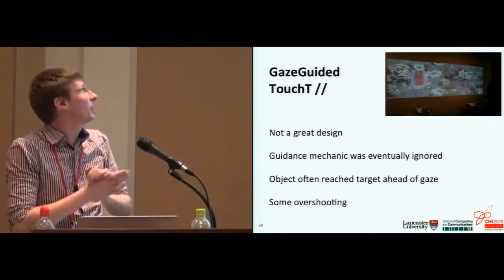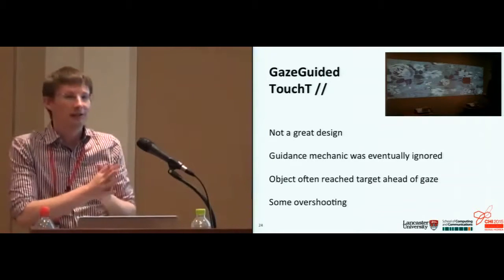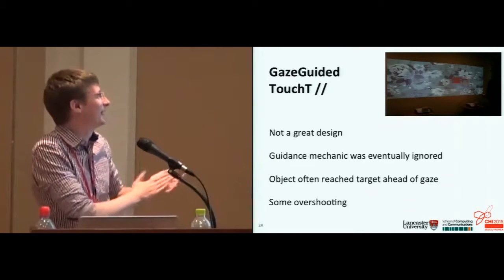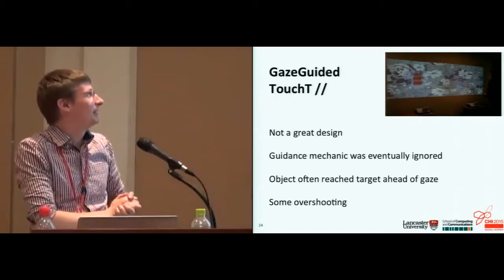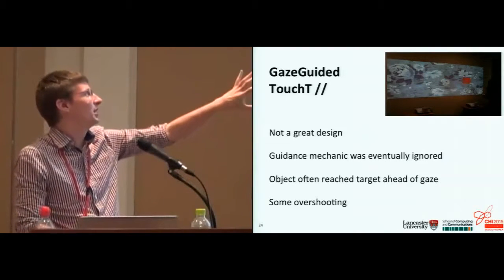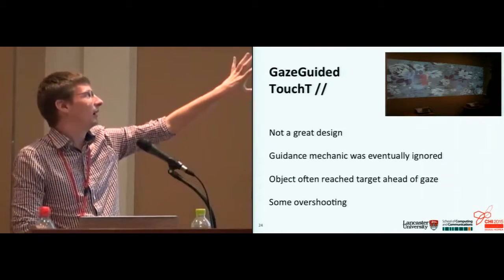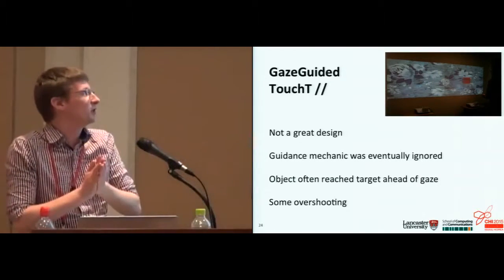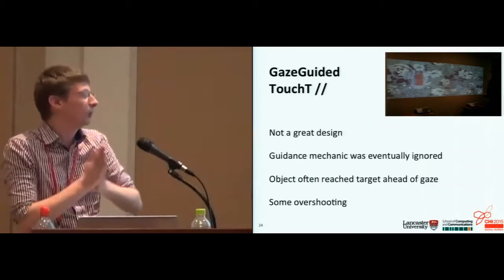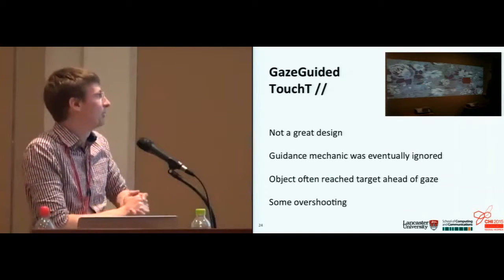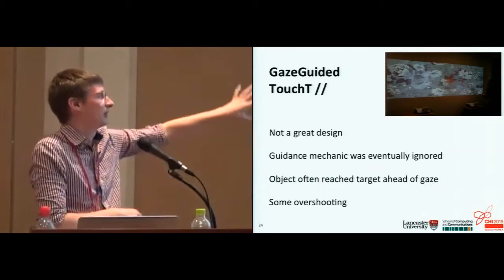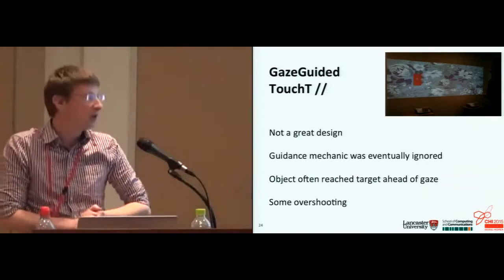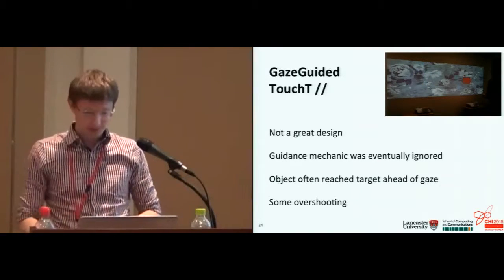And finally, for the gaze-guided touch translation, don't use it. It largely wasn't a good design. So we had this mechanic which was meant to help the user by removing inaccuracies in the translation. So the translation path followed the gaze path, but people largely didn't like it, and we ended up with things like overshooting and this kind of thing. So that's not recommended. My time is up.